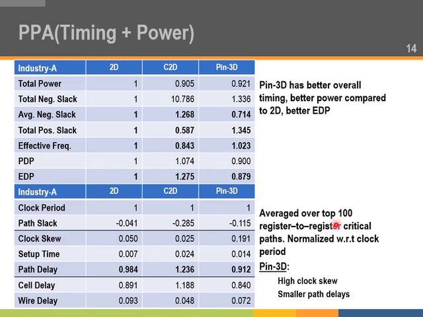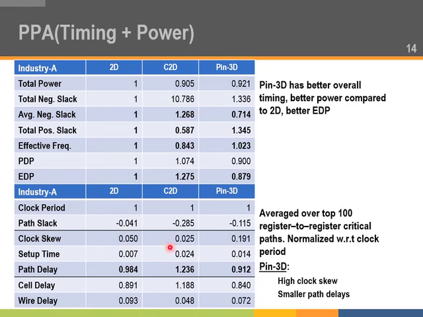So when we compare 100 register to register critical paths in the different designs, 2D, C2D, and Pin3D, and all the numbers here are also normalized with respect to the 2D clock period, which is the same for all the designs, we see that the Pin3D average path slack for the register to register group is much worse than 2D. But this is not simply because the paths or the cells are not properly optimized, because the path delay is actually 9% smaller in Pin3D. The negative slack is coming from the slightly worse clock skew optimization for the register to register critical paths.